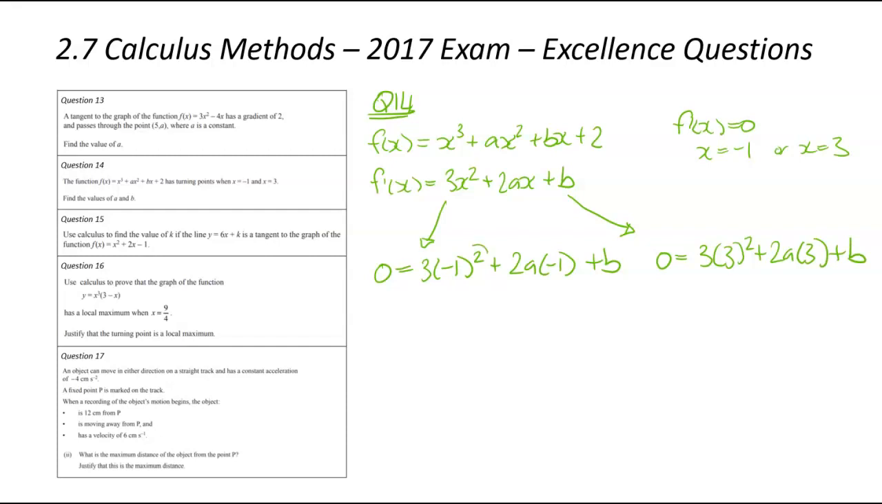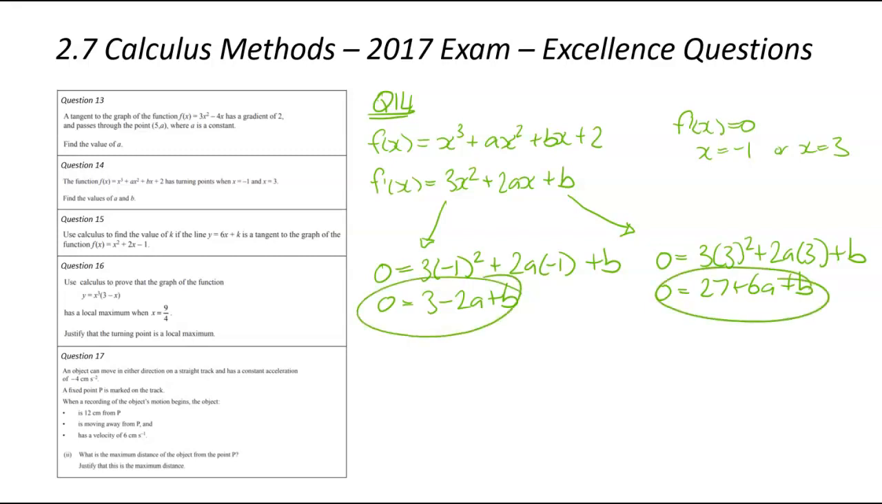Now that we've done that, we're just going to go ahead and simplify. So negative 1 squared is 1. So 0 is going to be equal to 3 minus 2a plus b. And on the other side, 0 is going to be equal to 3 squared is 9, times 3 is 27, plus 6a plus b.